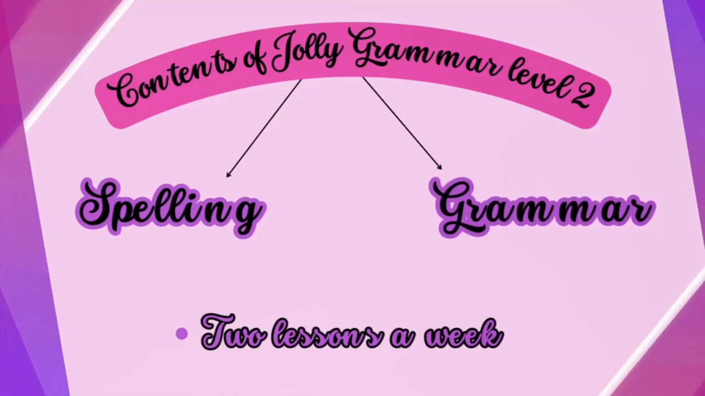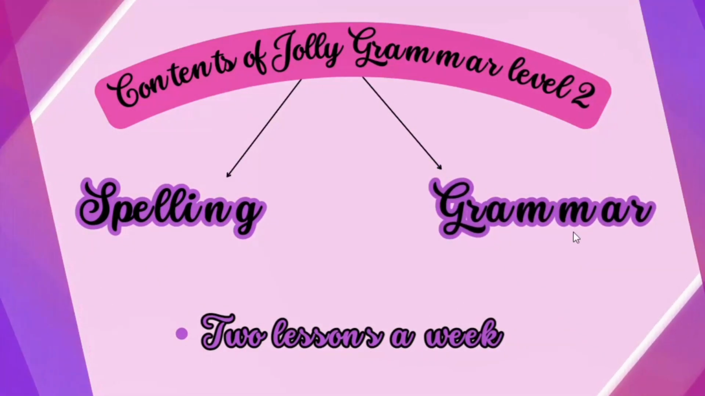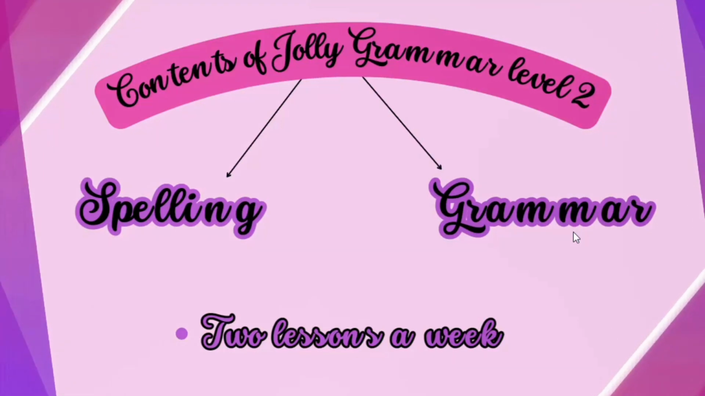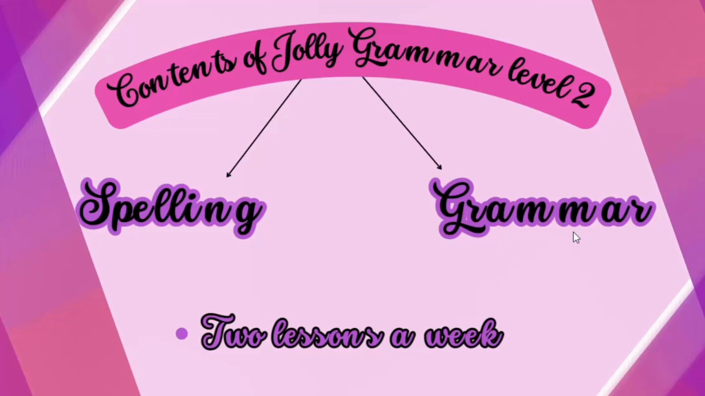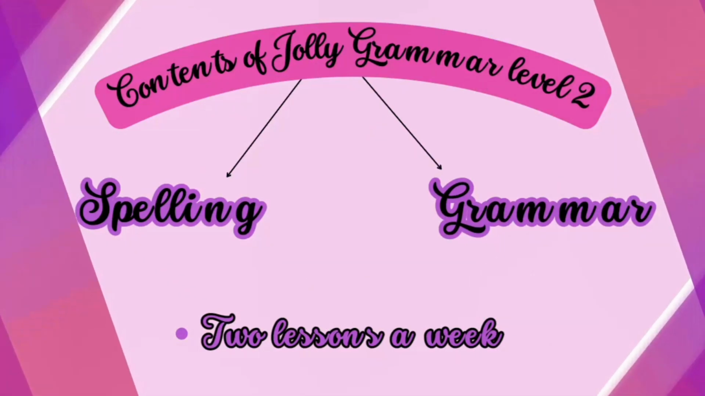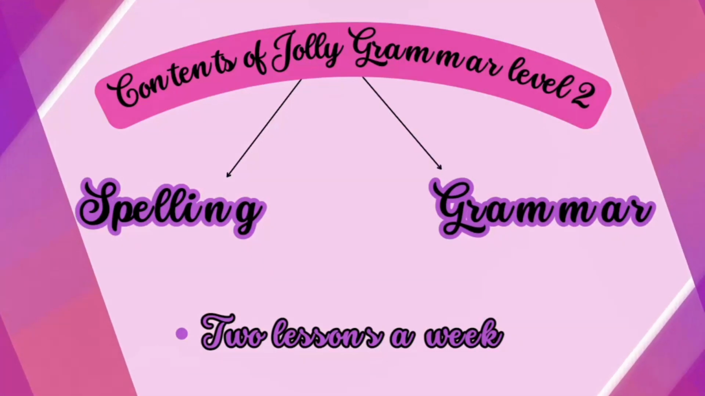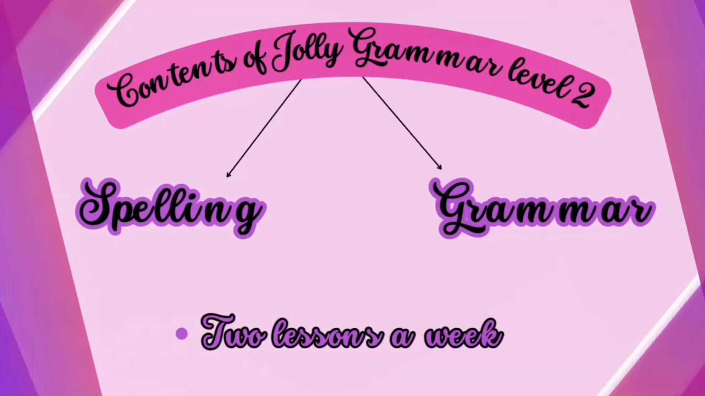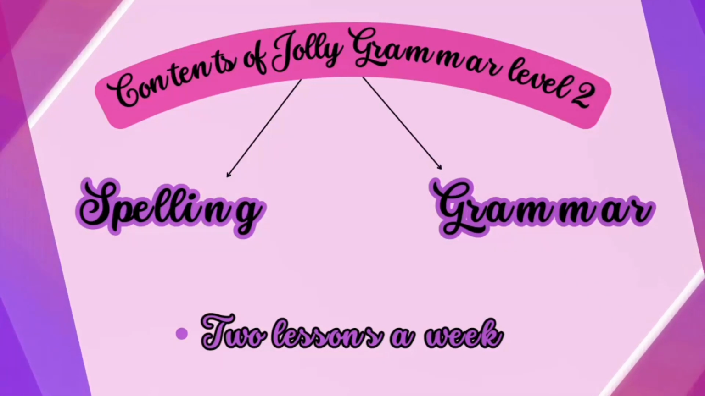The contents of Jolly Grammar are divided into two parts, spelling and grammar. All grammar levels are divided like this. One lesson is for spelling and the other for grammar. In the whole week, we have only 2 lessons for Jolly Grammar, and in the remaining 3 days, you can teach them reading, comprehension, writing, creative writing, whatsoever. But you need to fix 2 days a week where you will teach them the Jolly Grammar content. One class for spelling and the other for grammar, right?